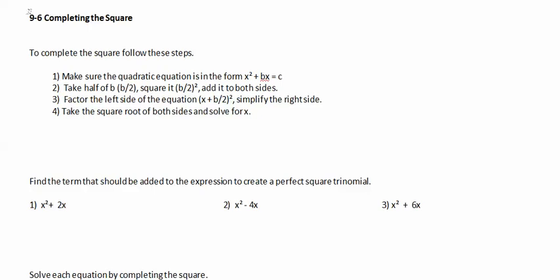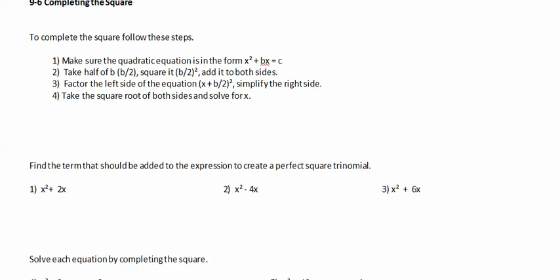Take half of b, so you're going to divide b in half. Square it, and whatever answer you get, add it to both sides. Factor the left side of the equation into x plus half of the b that you got, squared, and then simplify the right side. Then take the square root of both sides and solve for x. So we are going to be using perfect square trinomials when you're completing the square.